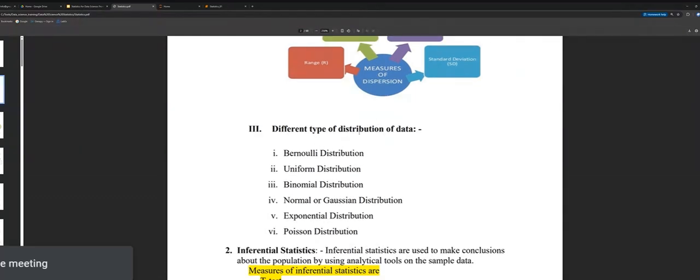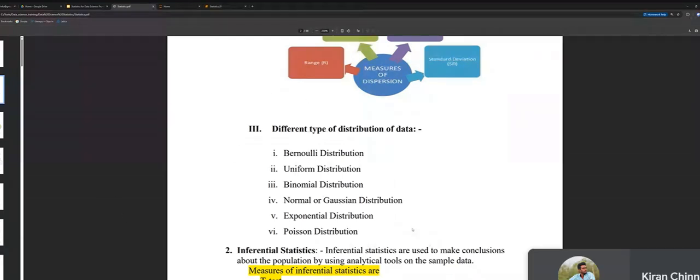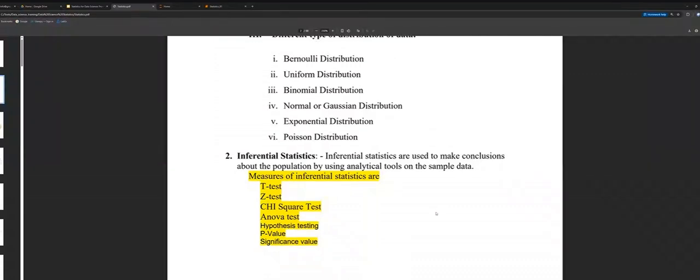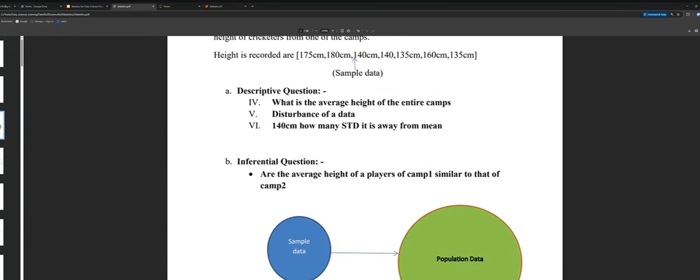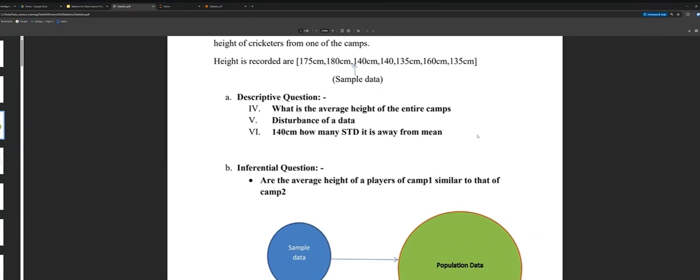What are the different types of distribution of data? Bernoulli, uniform. Uniform is just like a bell curve. Binomial, normal or Gaussian, exponential distribution or Poisson. So this anyway we will do. I got this from the internet. This was very good.